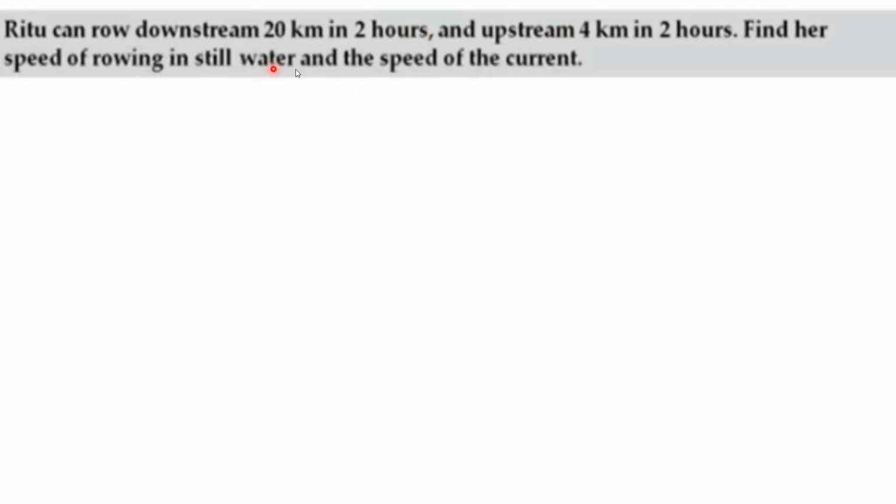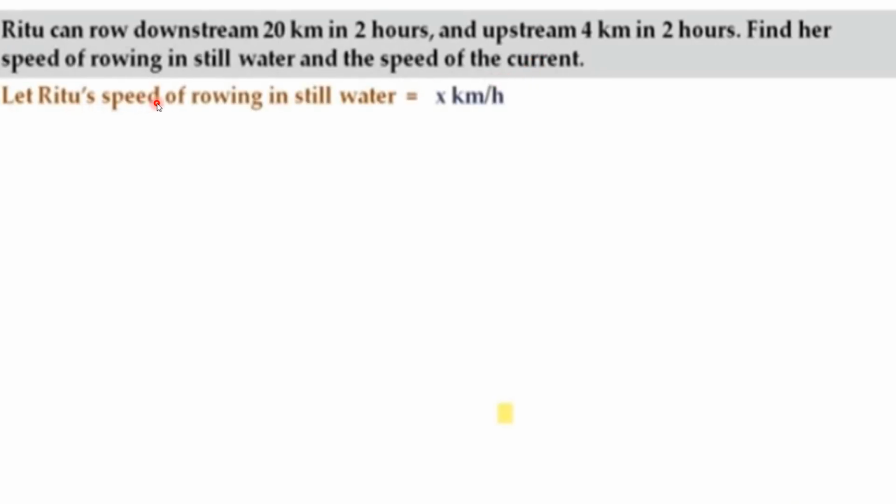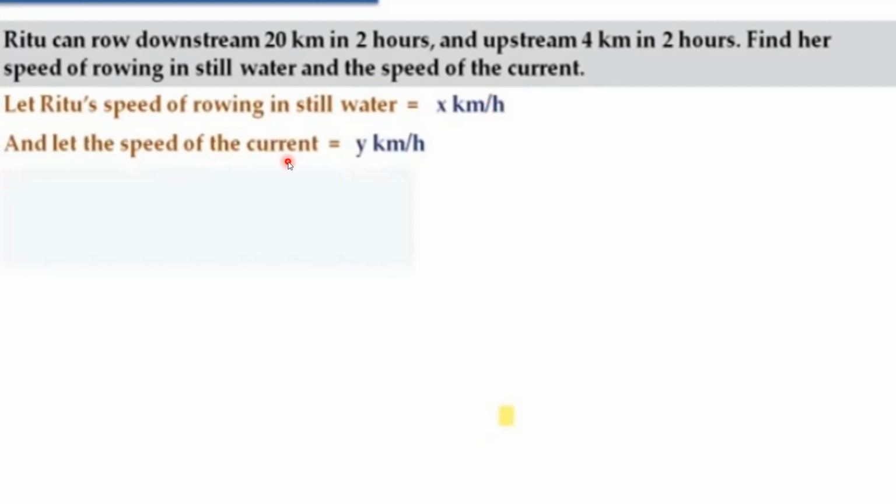Okay, now we need to find the speed of the rowing in still water, as well as the speed of the water current. What I will do is let Ritu's speed of rowing in still water be x kilometer per hour, and the speed of the current be y kilometer per hour, because we need to find these two variables.